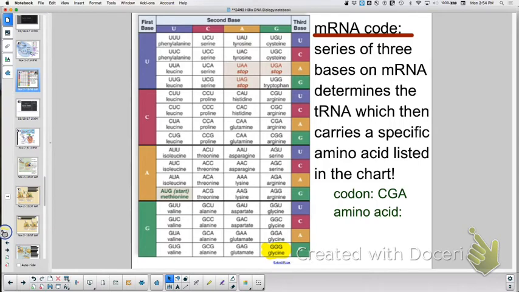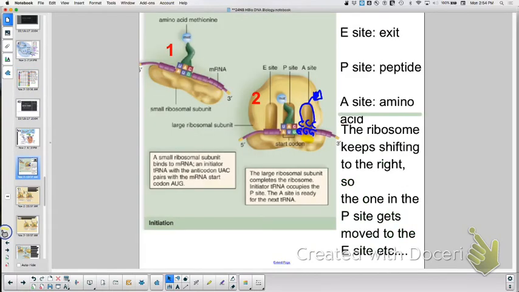Now we're here. Every 3 bases is called a codon. It is complementary to an anticodon. If this is GGG, then the tRNA landing has to be CCC. He's going to land here. What amino acid is he carrying? Glycine. So when he lands, then methionine is going to come over here and get connected right here, and then this tRNA is going to leave.